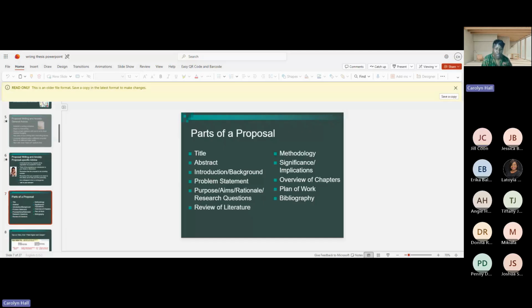So you want to make sure that these research questions are in alignment with what it is you're trying to prove, okay? The next thing that you have in your proposal packet is a literature review. Does anybody already know what a literature review is?